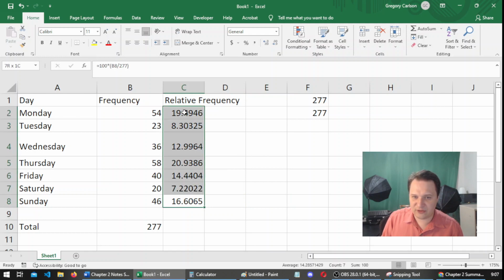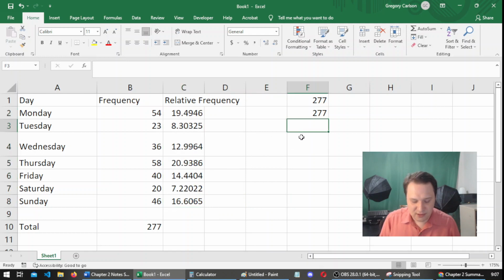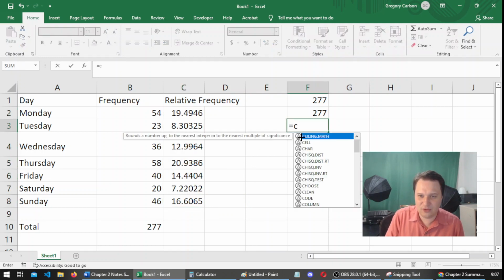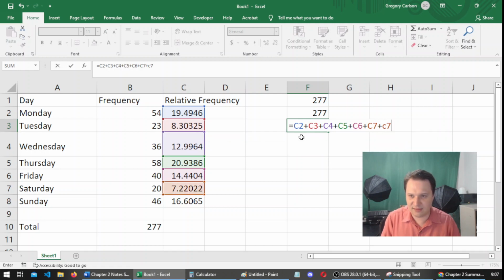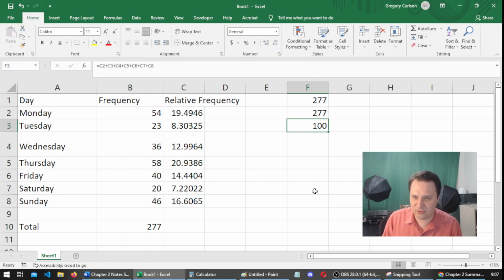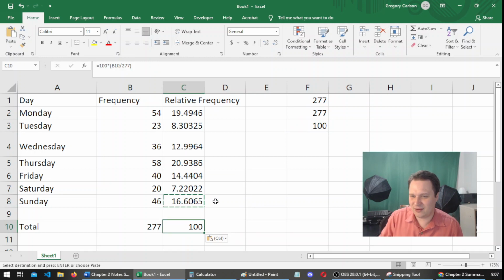By the way, all of these percentages should add up to 100%, so let's see if they do. I'll do C2 plus C3 plus C4 plus C5 plus C6 plus C7 plus C8. I like using capital letters. You don't have to, but I like using capital letters. And you can see that it all adds up to 100%, so we did it correctly. In fact, if I copy the formula next to the total, notice it also gives 100%.